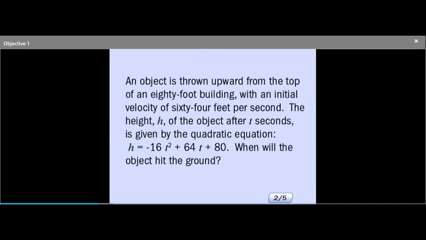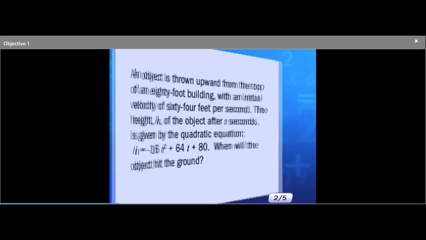An object is thrown upward from the top of an 80-foot building with an initial velocity of 64 feet per second. The height h of the object after t seconds is given by the quadratic equation h is equal to negative 16t squared plus 64t plus 80. When will the object hit the ground?